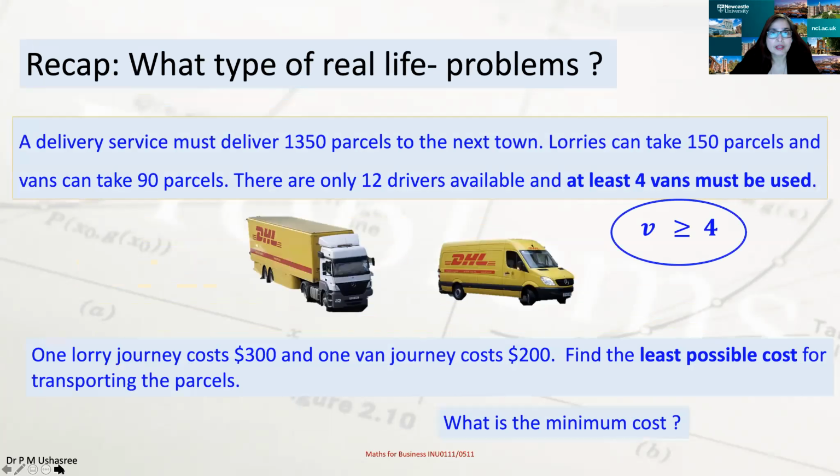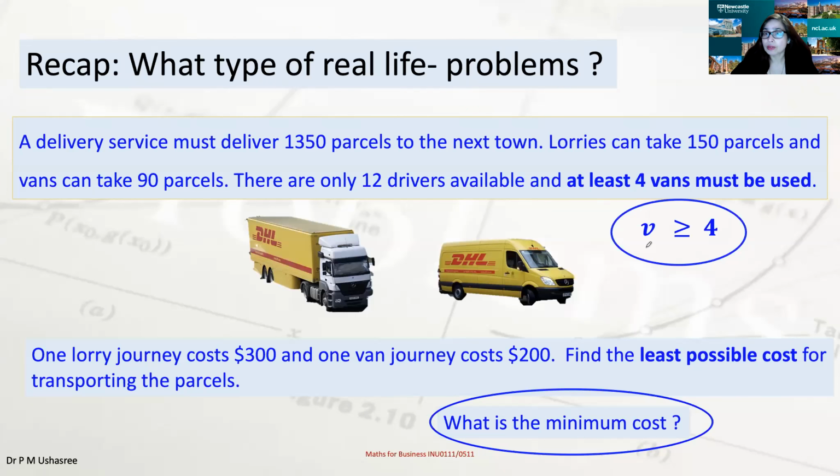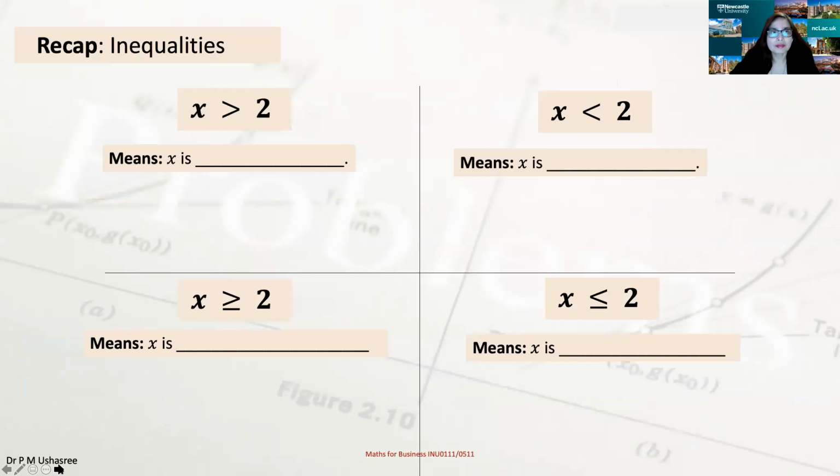Okay. So we took some real world examples to understand how to write inequalities, like for instance, how to write whether it's greater than or less than a particular number. And today we're going to see how to use that understanding to find an optimal solution, like the minimum cost or maximum profit. So that's what we're going to see today. Before that, let's recap quickly.